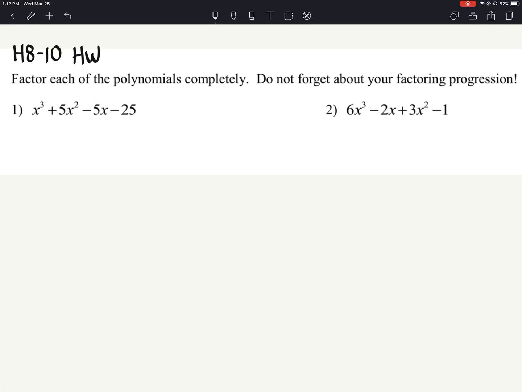On number 1 here, it says we have x to the third plus 5x squared minus 5x minus 25. So the first thing we always want to look for is, is there a greatest common factor? And in this case, there's not. Three of the terms have x's, three of them have factors of 5 or greater, but nothing has all of it there. Okay, so now that we know that there are 4 terms, we're going to look at factoring by grouping.